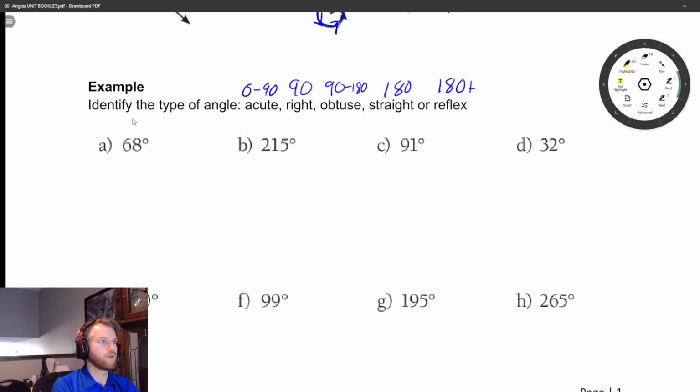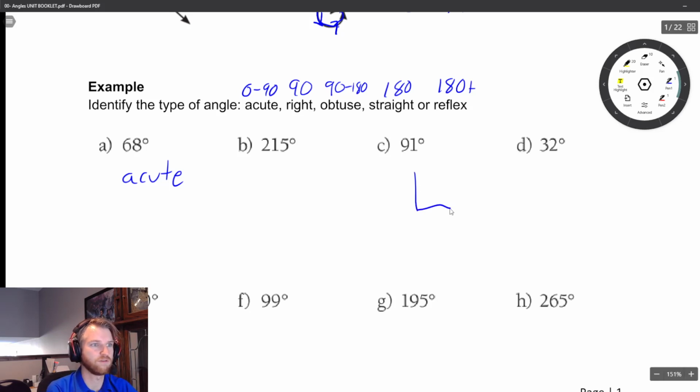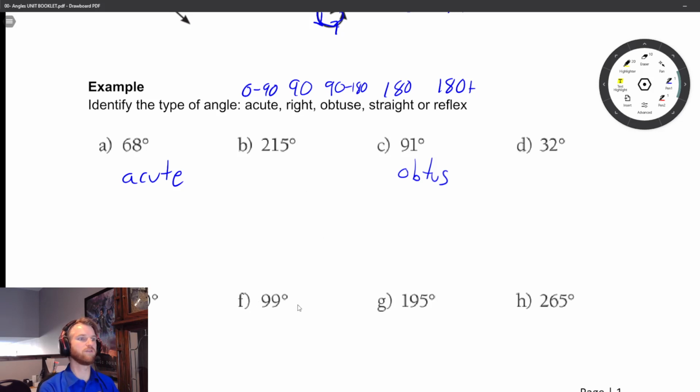So then here we'd say, less than 90, so this one's acute. This one is bigger than 180 degrees, so it's going to be a reflex angle. This one is bigger than 90 degrees but smaller than 180. If this is a 90-degree angle, this would be slightly bigger than that, so this one is an obtuse angle. Smaller than 90, so acute. 180 exactly is a straight angle. Between 90 and 180 is obtuse. Bigger than 180 would be a reflex.